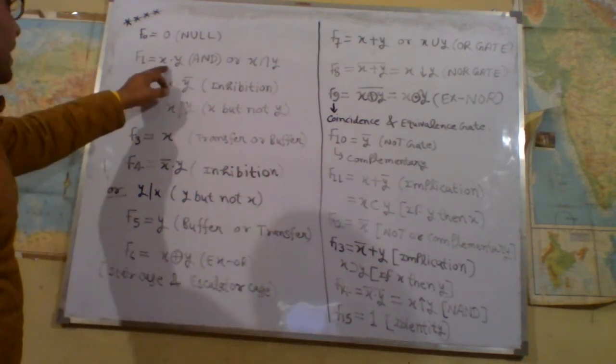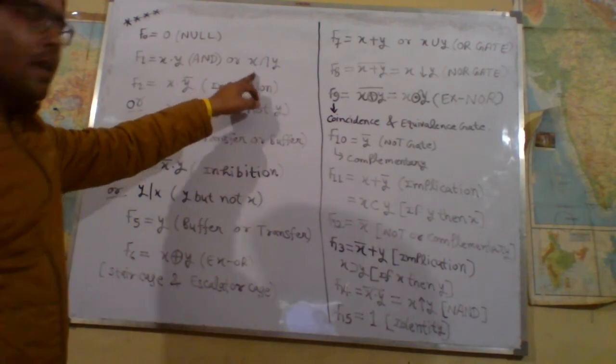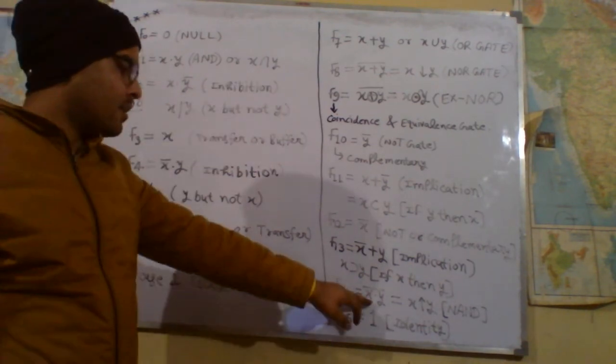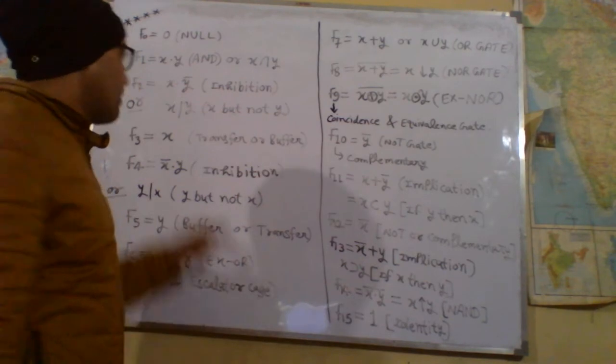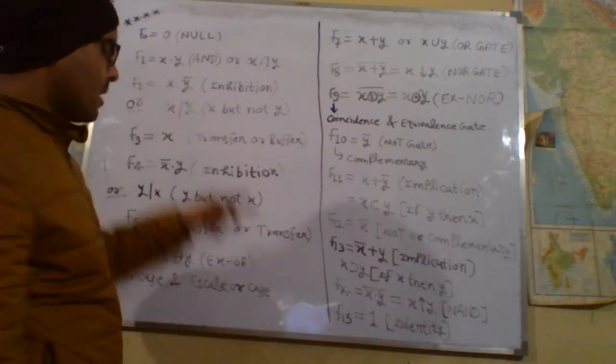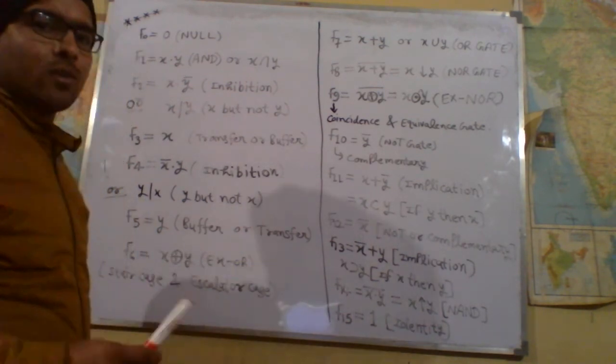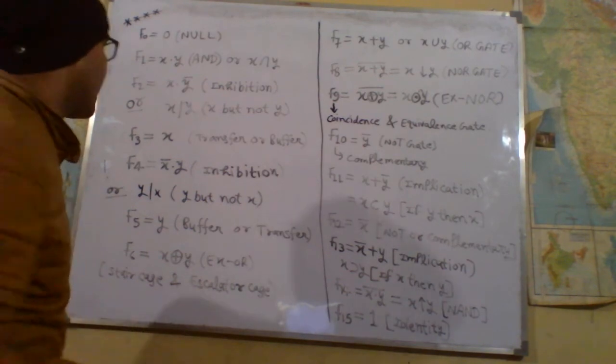Next is F1 equal to X dot Y, that is AND gate, and it is the complement of NAND gate. We can see from here. So F naught is the complement of F15. F1 is the complement of F14, that is AND gate is the complement of NAND gate, or NAND gate is the complement of AND gate.